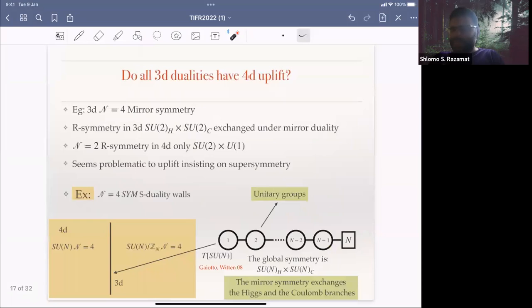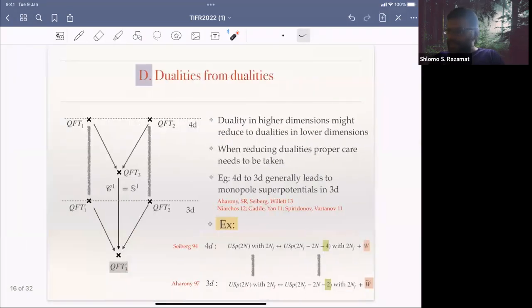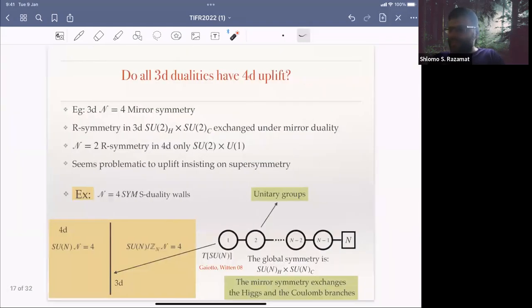And the reason I want to mention it is that, naively, if you are interested in 3D dualities, we can trace many of them to 4-dimensional dualities using these types of procedures. But then there are very beautiful dualities in lower dimensions which go under the name of mirror symmetry.